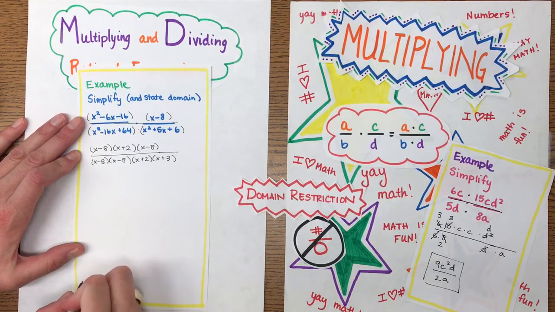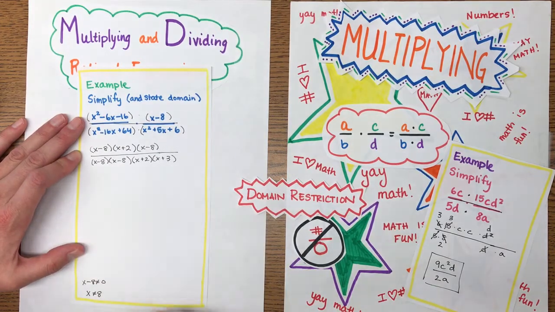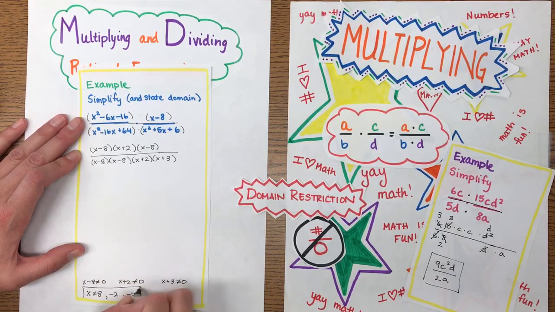If I set x minus 8 not equal to 0, I get x cannot be equal to 8. I have a repeated factor, so I don't need to do that one twice. X plus 2 cannot be equal to 0, so x cannot be equal to negative 2. And x plus 3 cannot be equal to 0, so x cannot be equal to negative 3. These are my domain restrictions.